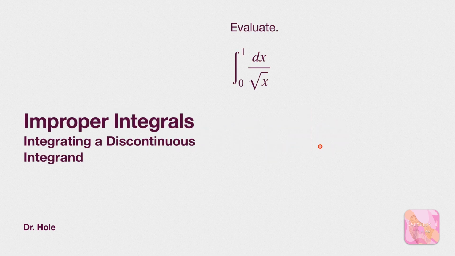Our integrand, 1 over the radical of x. If you just look at radical of x, it's defined from 0 to 1. However, radical of x is appearing in the denominator. Thus, 1 over rad x is defined everywhere except at 0. And in this instance, 1 over rad x will tend to blow up as x tends towards 0.